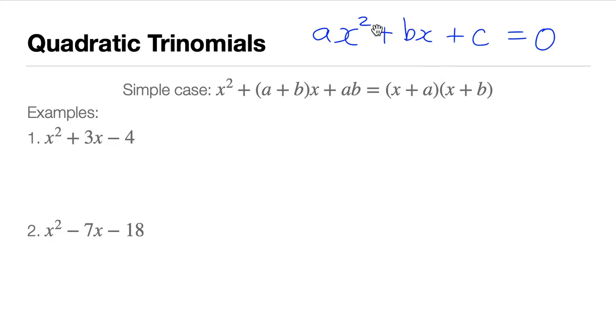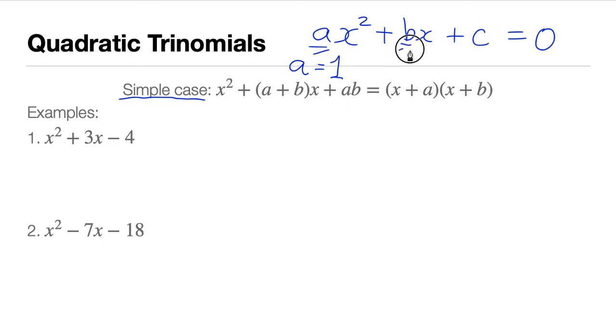Now, how do we do the factorization? For the simple case in this video, a should be strictly equal to 1. The leading coefficient, the first coefficient on the x squared, should be equal to 1. As you can see, the x squared term here doesn't have any coefficient because it's automatically 1. Now, how do we factor them if a is equal to 1?